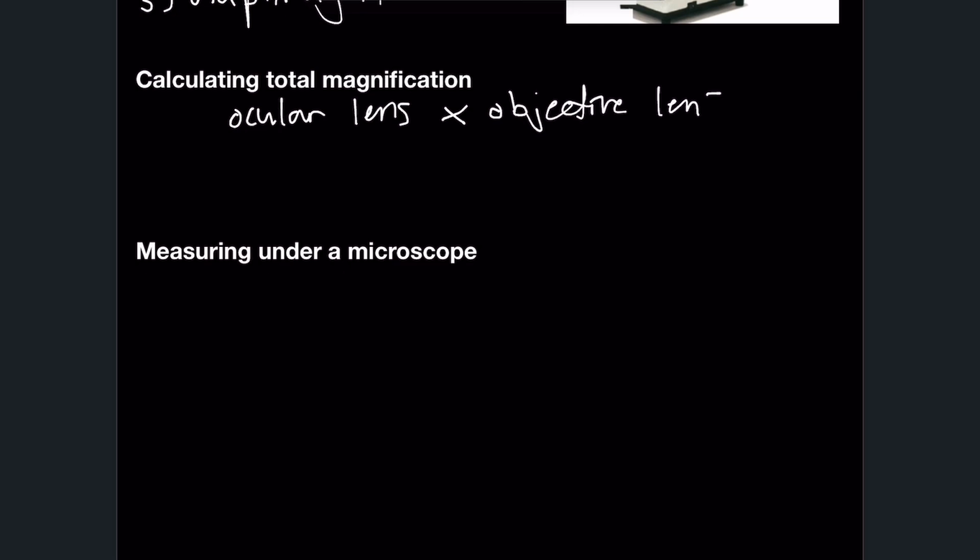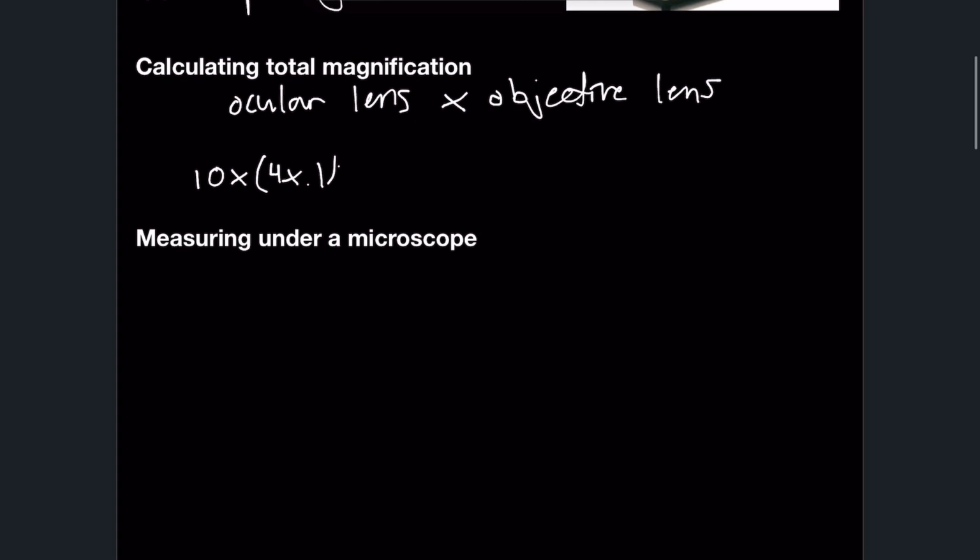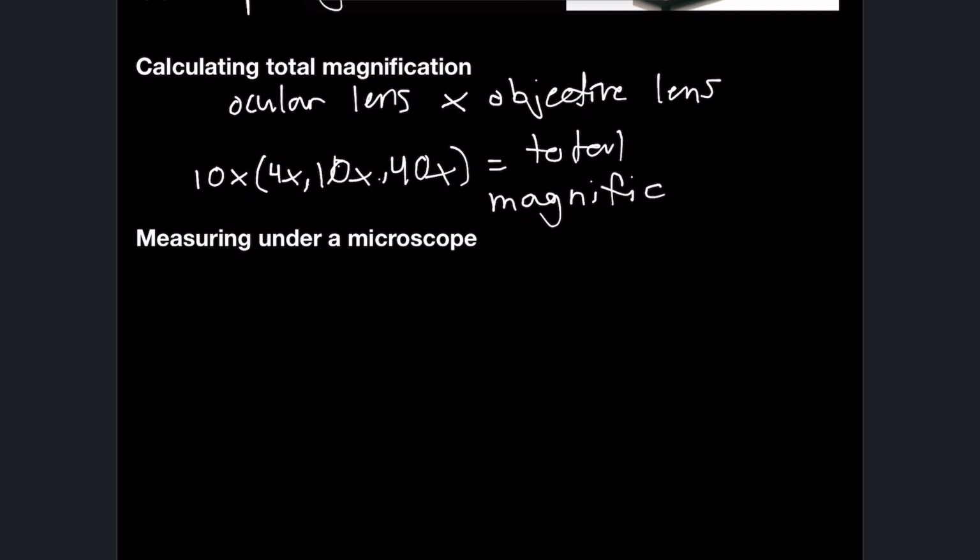When you're calculating your total magnification, you want to multiply the ocular lens, which has a magnification of 10x, times whatever the objective lens is. That could be either 4x, 10x, or 40x, depending on what you decided. If it's a different microscope, it can change, but those are the compound microscopes that we typically use. Multiplying those together gives you your total magnification. The important thing is to remember that there is a 10x magnification coming through the ocular lens, or the eyepiece.